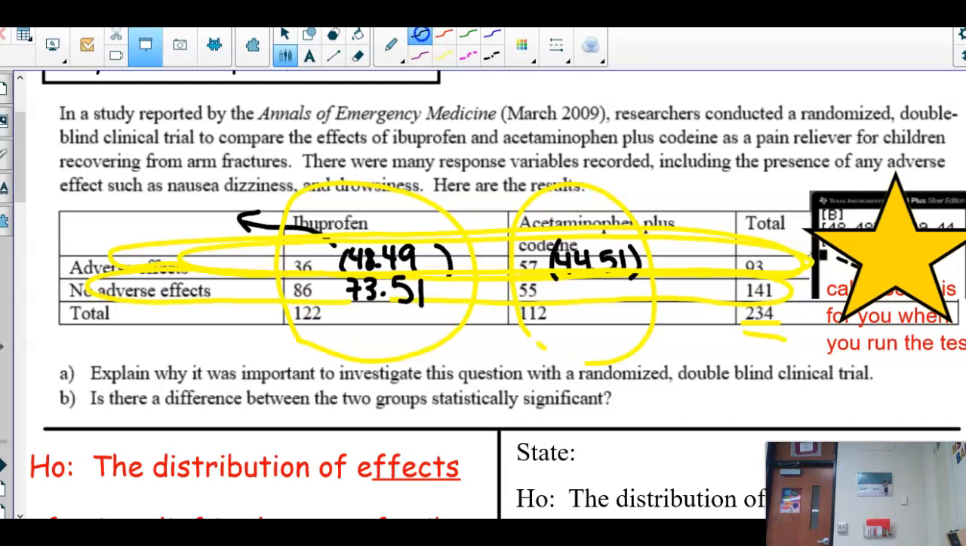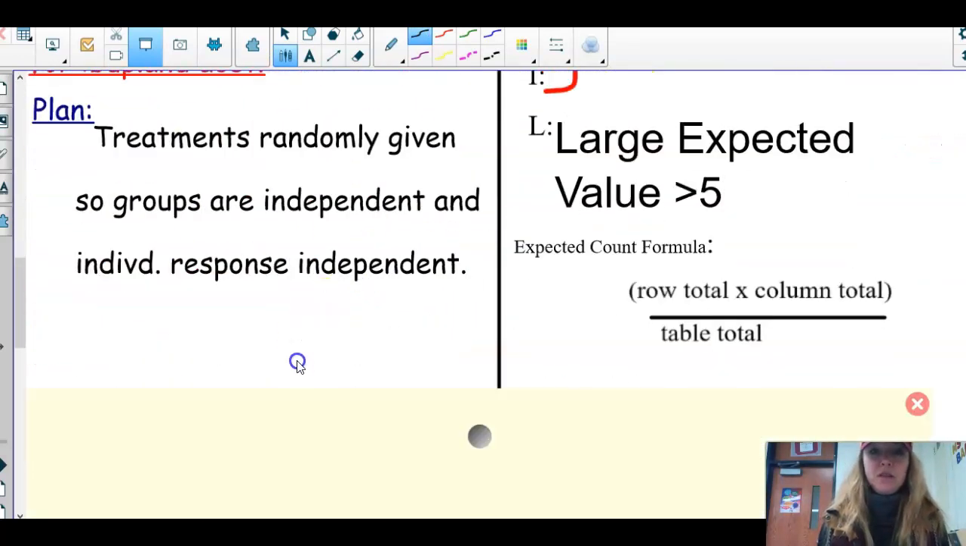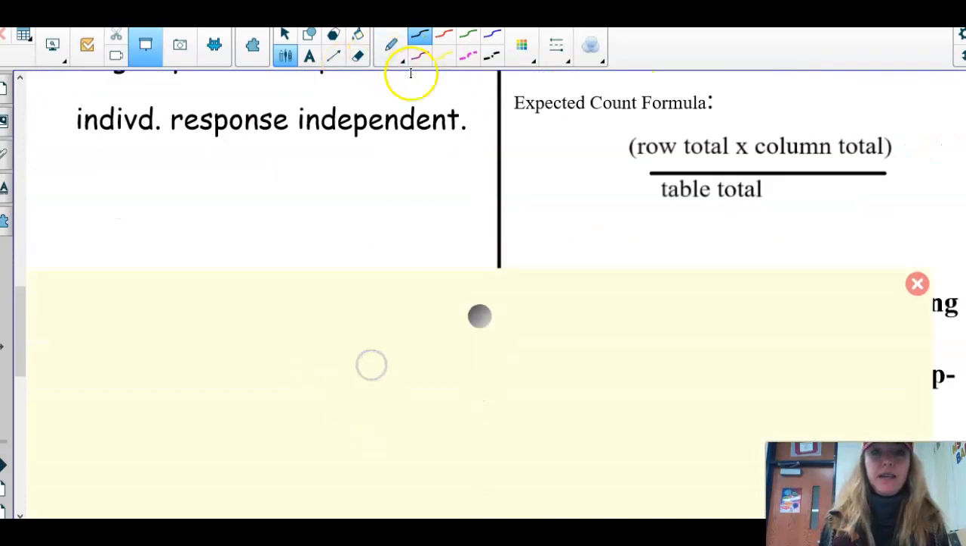And then finally we need to figure out the expected value for 55. So we say 141 times 112 divided by 234. And that gives me 67.49. And now you can see in our table that all of our expected counts are greater than 5. So we just state that right here for the L.